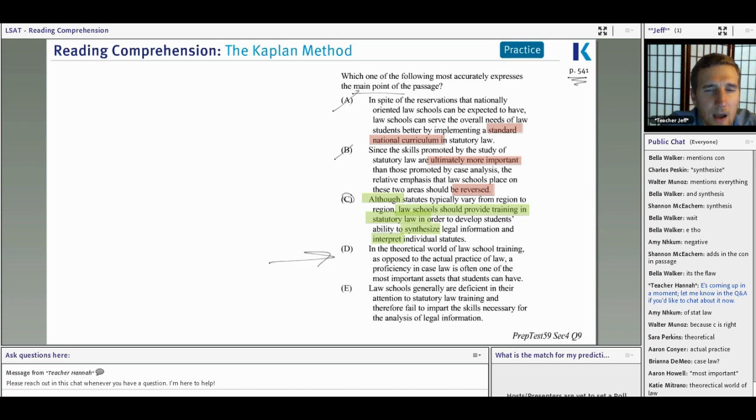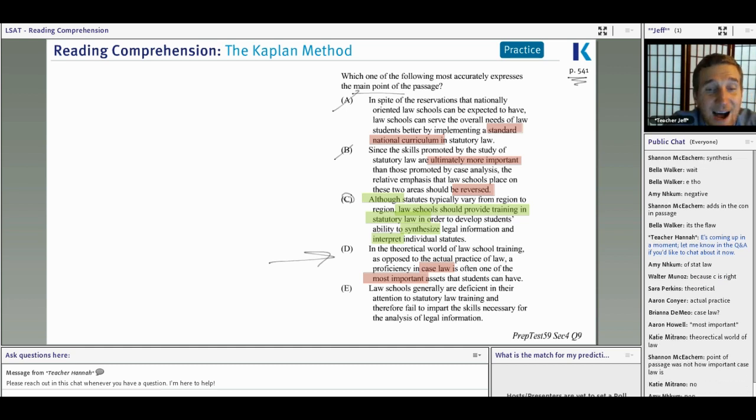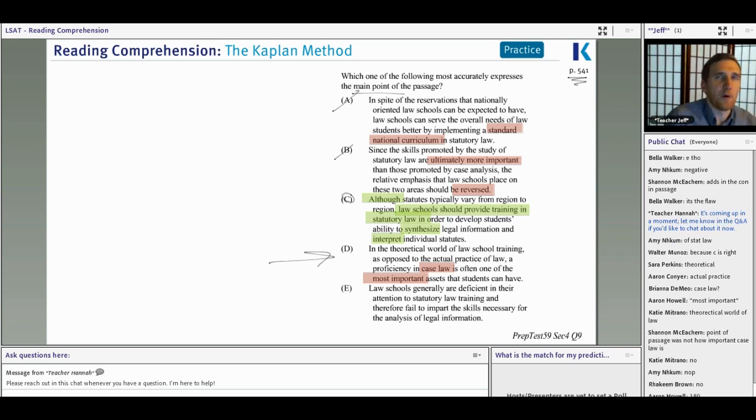What else would take this out? Yeah, the most important, does the author think that a focus on case law is the most important asset a student can have? No. That's the opposite, right? Remember, law schools are focusing on case law. The author wants to focus on stat law, right? So this is a 180. Don't get me wrong, that beginning part is questionable, but I want you to notice that theoretical versus actual could relate to law schools and reality. Just heads up. Okay, answer choice E. We had already seen that some people were interested in answer choice E. Why is it wrong?